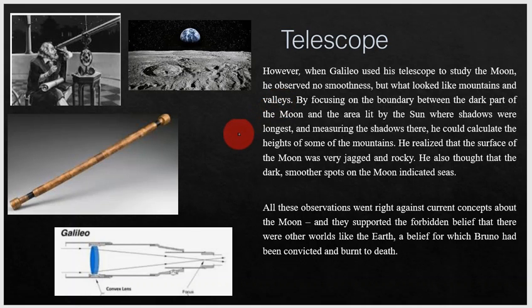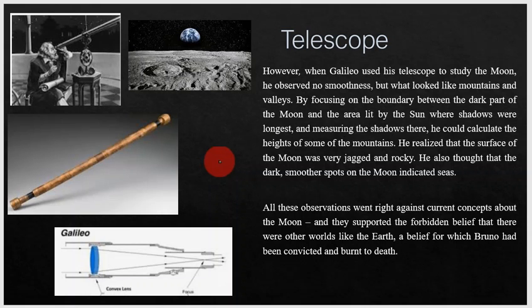So by focusing on the boundaries between the dark parts of the moon and the areas lit by the sun, where shadows were longest, and measuring the shadows there, he could calculate the height of some of the mountains. When he started to look at the moon, he started to notice that it was in some ways similar to the Earth. It wasn't a smooth body. There were lots of ridges, even mountains and mountain ranges and all kinds of detail that, if you like, contradicted what the church was saying at the time.